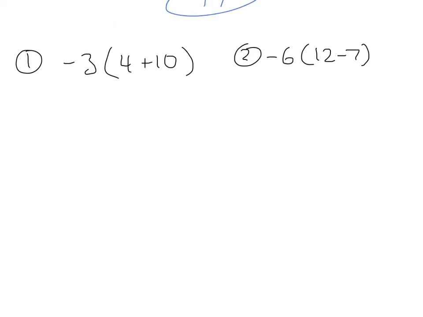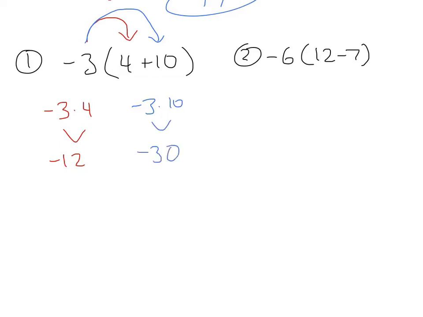Okay, so hopefully here you said, I know I have to take this number that's outside the parentheses times the first number on the inside, which would be a 4. So negative 3 times 4 is negative 12. Now you have to take the negative 3 times the positive 10, and that's going to get you negative 30.